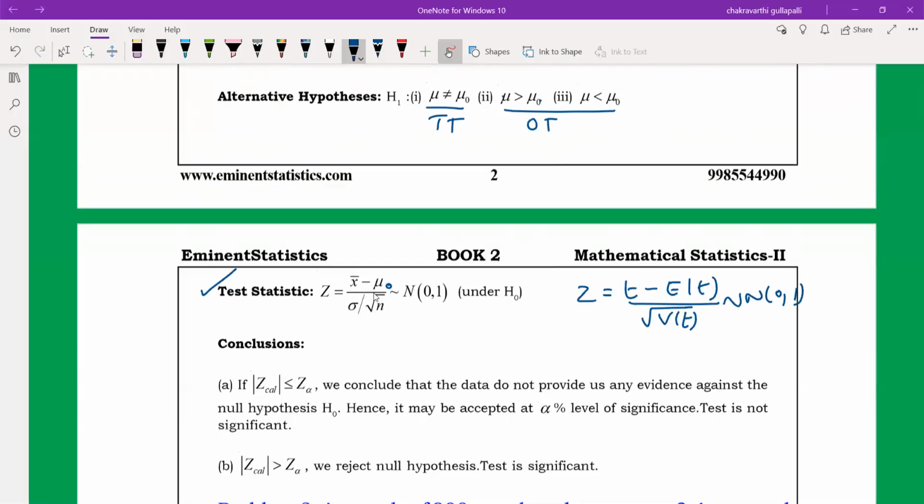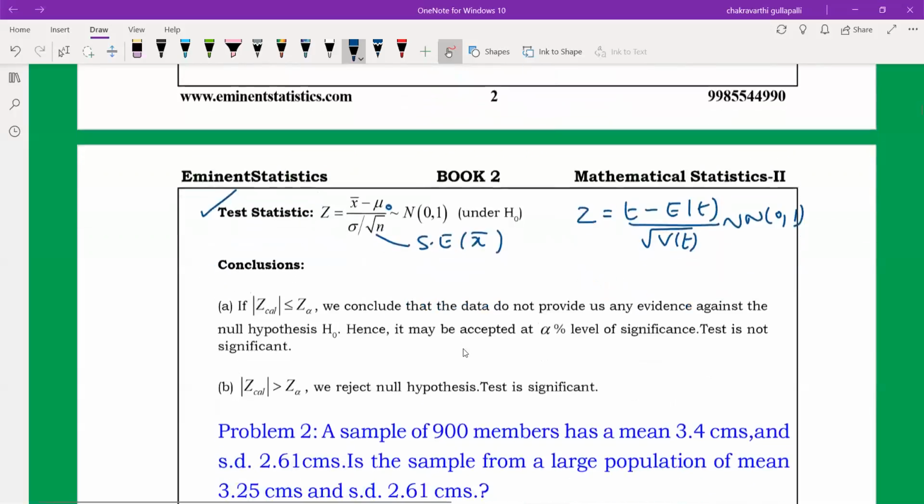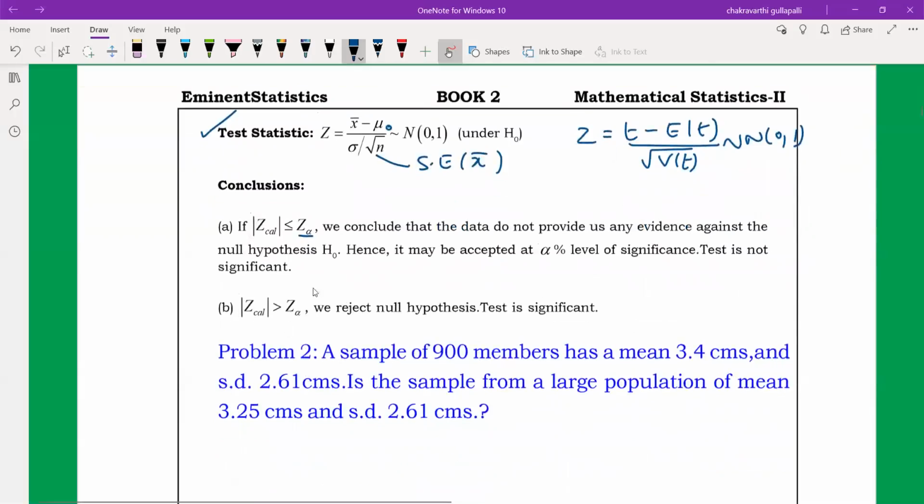It's very, very important for regional-wide universities and also nationwide universities. The denominator shows the standard error of x bar. Conclusion: if the modulus of the calculated Z value is less than Z alpha, we accept H naught. Otherwise, we reject H naught. So this is an important concluding remark. Based on this, we have to accept or reject H naught.